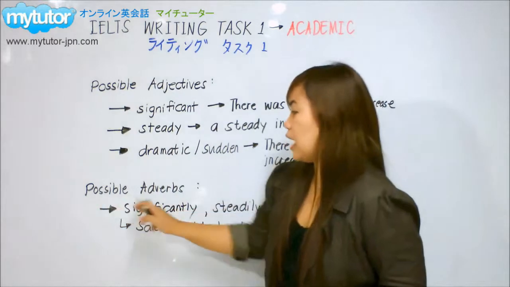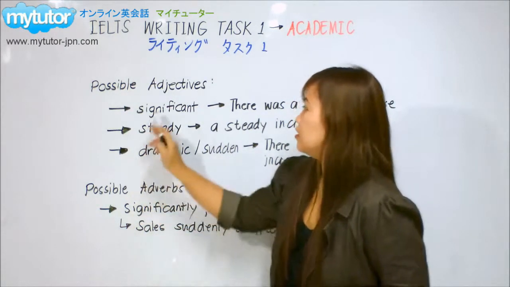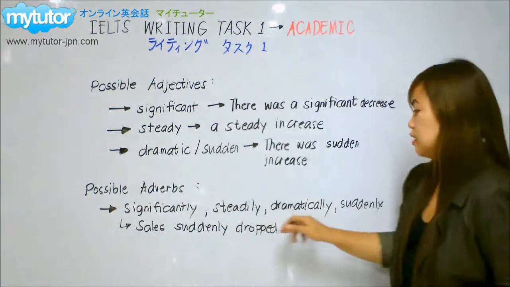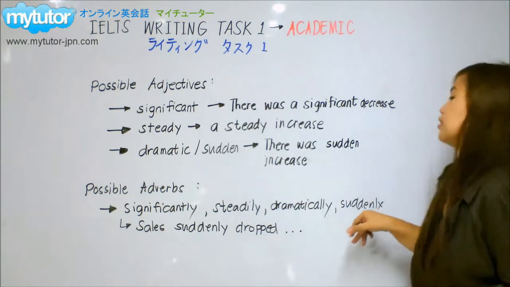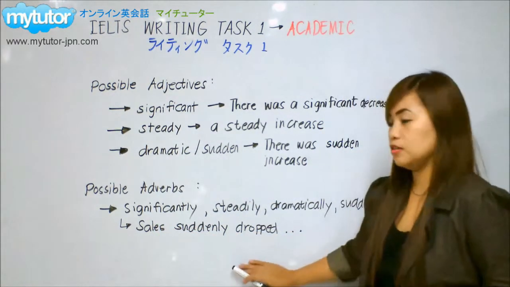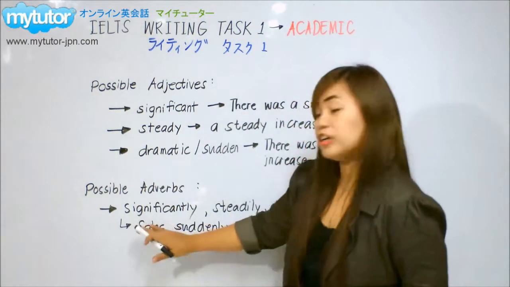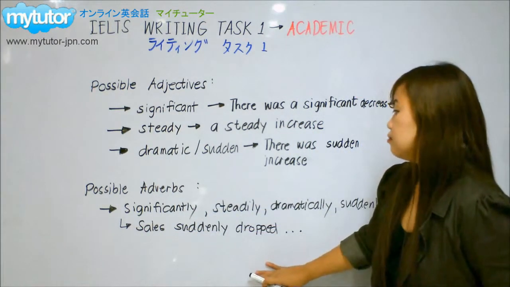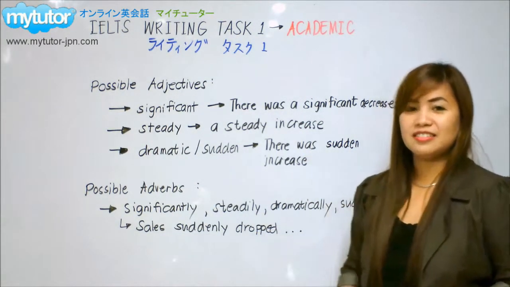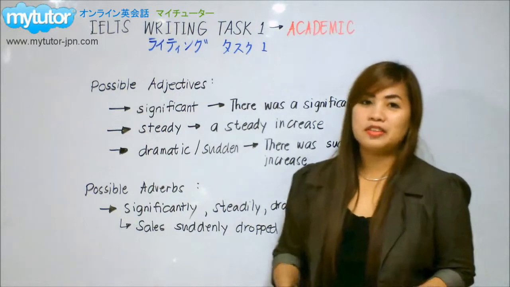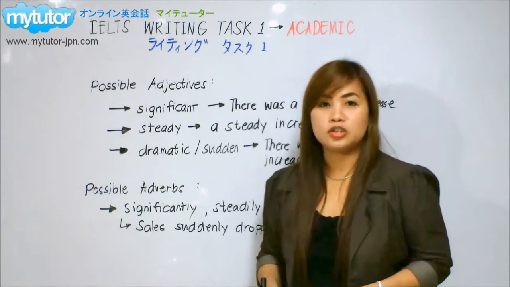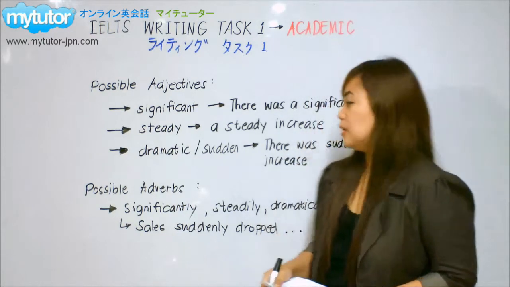We can also make use of adverbs, for example, significantly, steadily, dramatically, suddenly. For instance, you say sales suddenly dropped. You can say sales significantly increased, or sales dramatically dropped. So these are very important tips to follow. We made a good introduction, and I hope that you'll follow this.